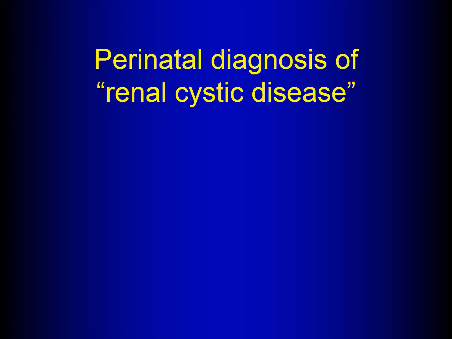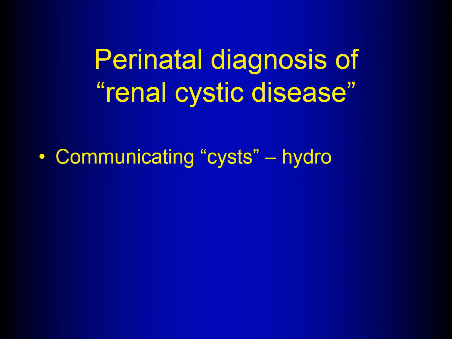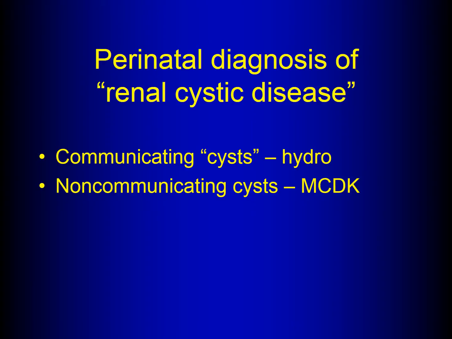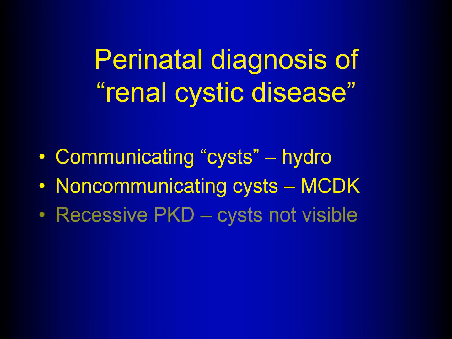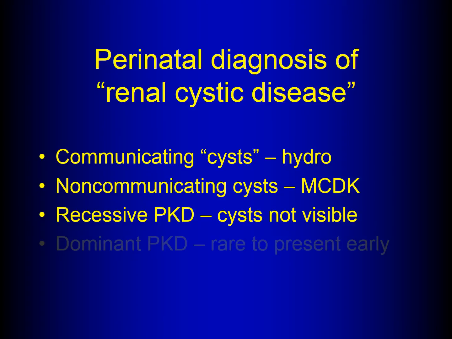So when you hear about perinatal renal cysts, and I don't mean an isolated cyst or two, that's sort of a separate topic, but a diffuse process of cystic disease, there's only a few things to think about, and they're pretty easily distinguished. So if the cysts communicate, it's hydronephrosis. If they don't communicate, it's a multicystic dysplastic kidney. And if we're talking about polycystic kidney disease, the recessive form does present early, prenatally, but we don't really see cysts in the vast majority of cases. The dominant polycystic kidney disease does show cysts, but it doesn't really present at this age in most patients. It's something that's going to show up later in life. So it's easy to sort these things out and to be able to figure out what we're dealing with.